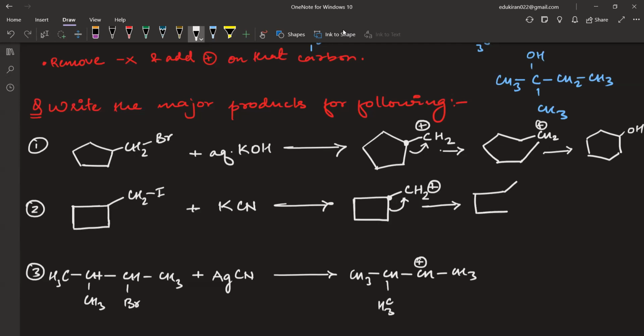Just copy whatever I am doing. यहाँ पे. First of all, you will make something like this and positive charge here. Okay. Further on, you make a proper structure like this. And the OH will attack. नहीं, यहाँ पे तो OH था. यहाँ पे you have KCN. So CN will attack here. And you will be getting CN molecule like this. Here, what is going to happen? The hydride will shift.